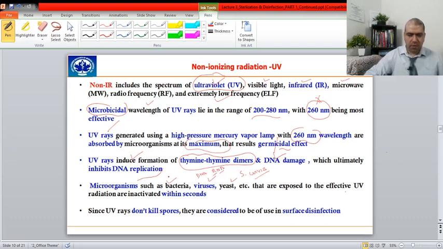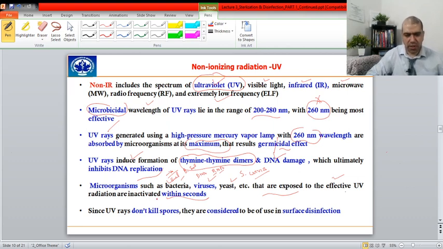They can be different kinds of bacteria, like gram-negative bacteria, for example E. coli, and gram-positive bacteria, for example B. subtilis, which is a spore-forming bacteria. So when they are exposed to this effective UV radiation, they are inactivated within seconds. So it's also a fast method, and that was very similar to that of the electrons.